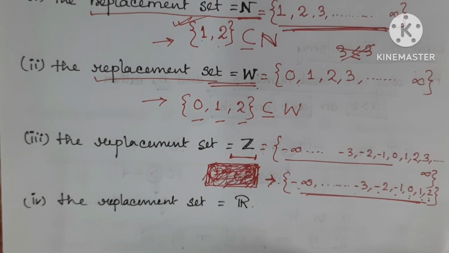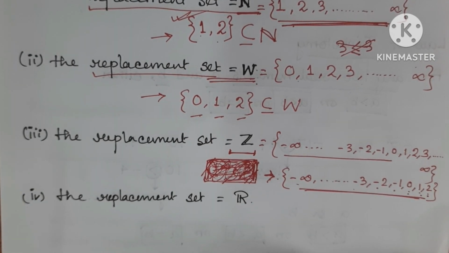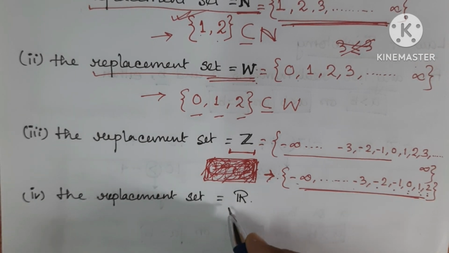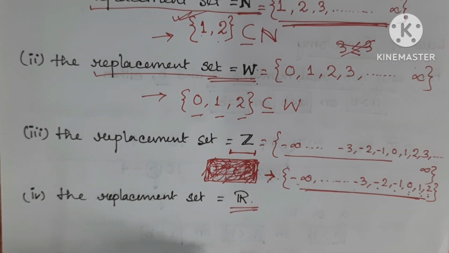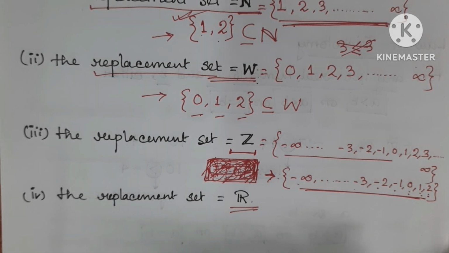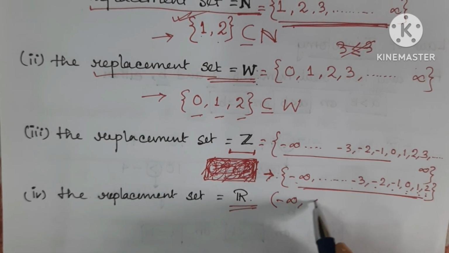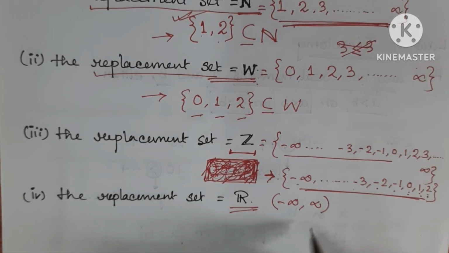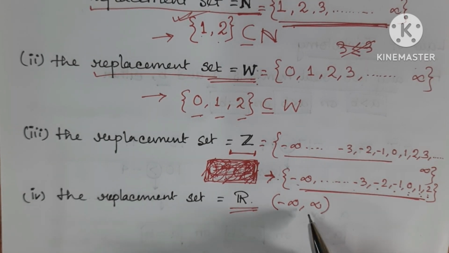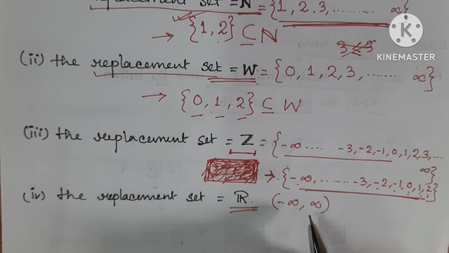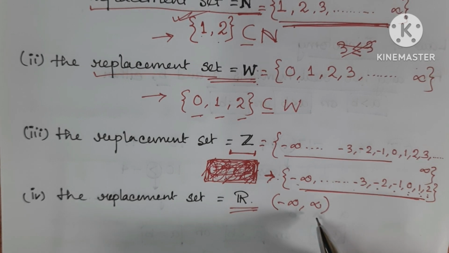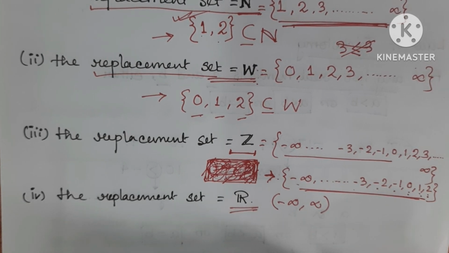Okay, if you take the replacement set as real numbers, set of real numbers R, then what will be the solution set? R means minus infinity to infinity, and you can write it like this in interval notation. Now here all the rational numbers and irrational numbers are included in this set. So what will be the solution set?